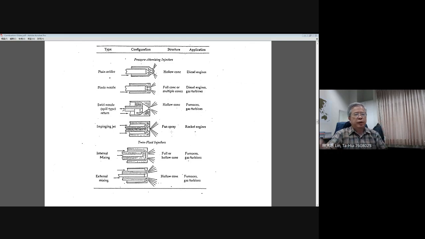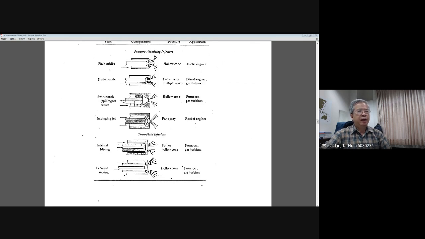Therefore, this kind of fan spray is usually used for rocket engines, because for the rocket engine we need to have good mixing in a short distance, and this good mixing will promote the overall combustion process more efficiently, and it is a benefit for rocket engines. This I just gave you the understanding of the four types of typical pressure atomizing injector.